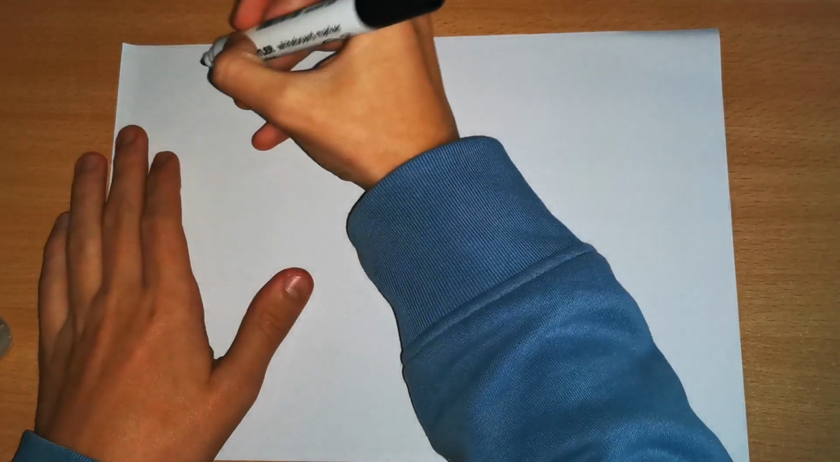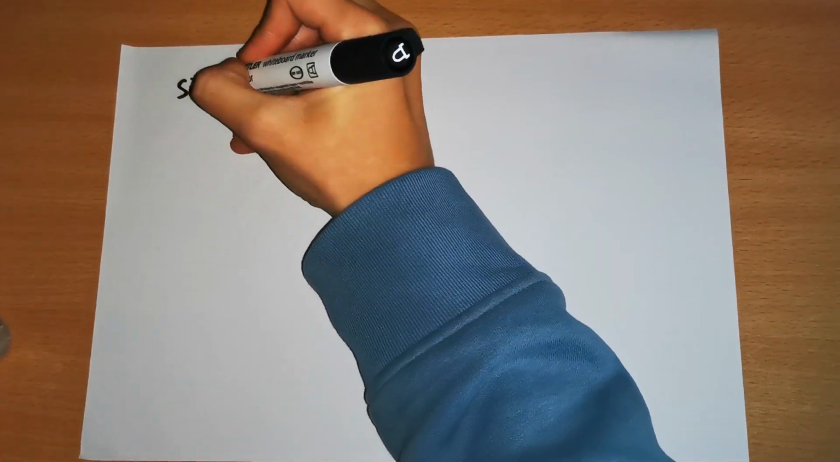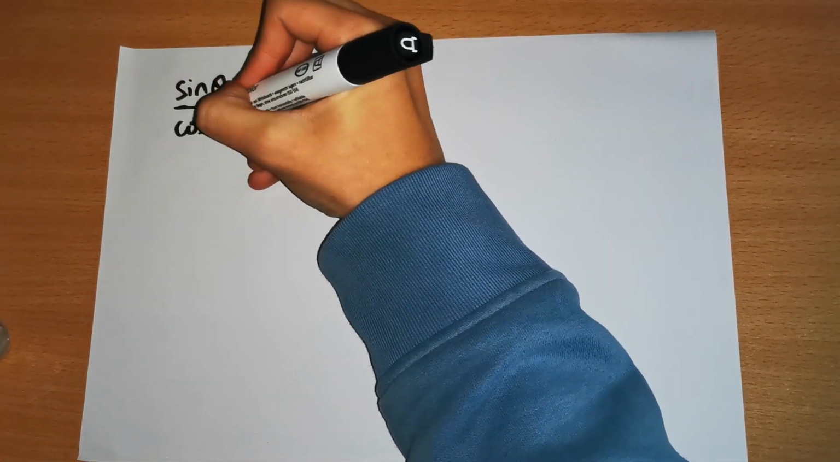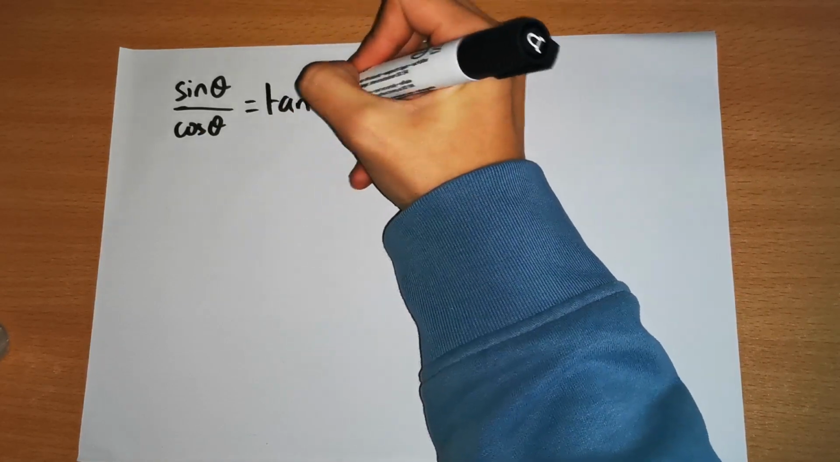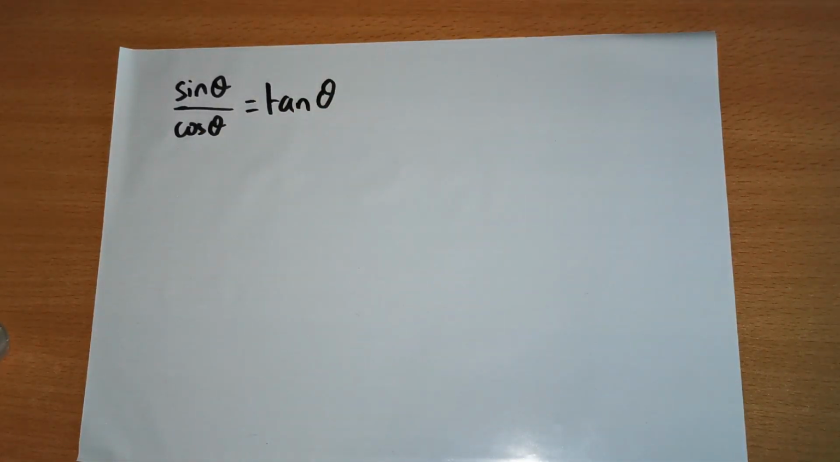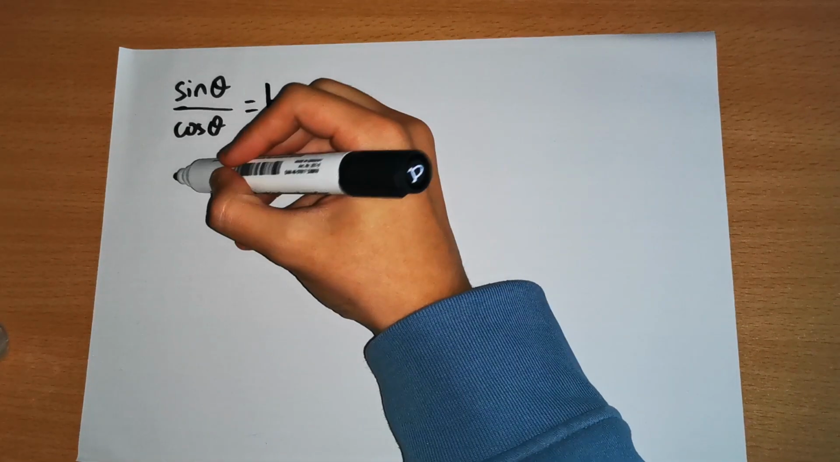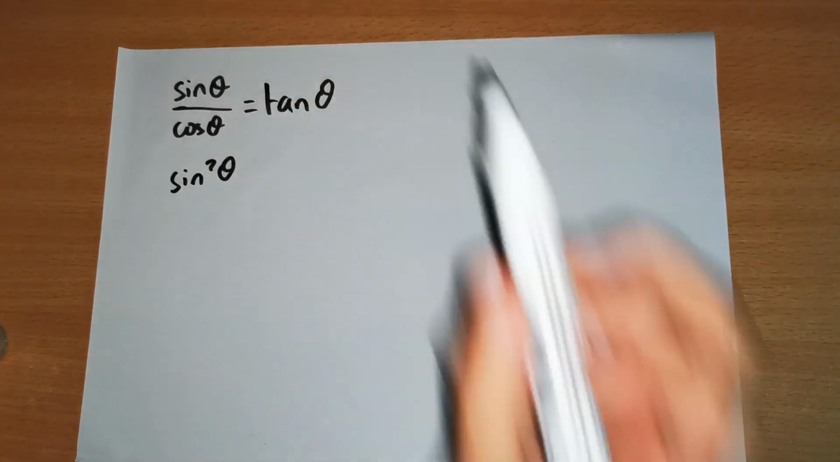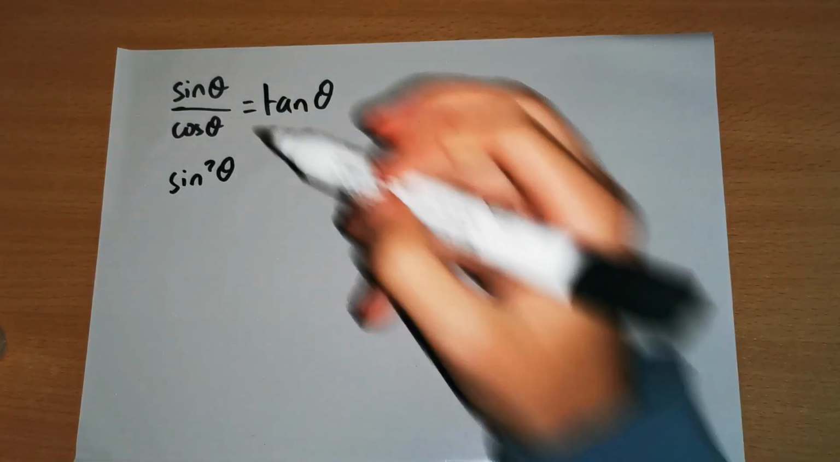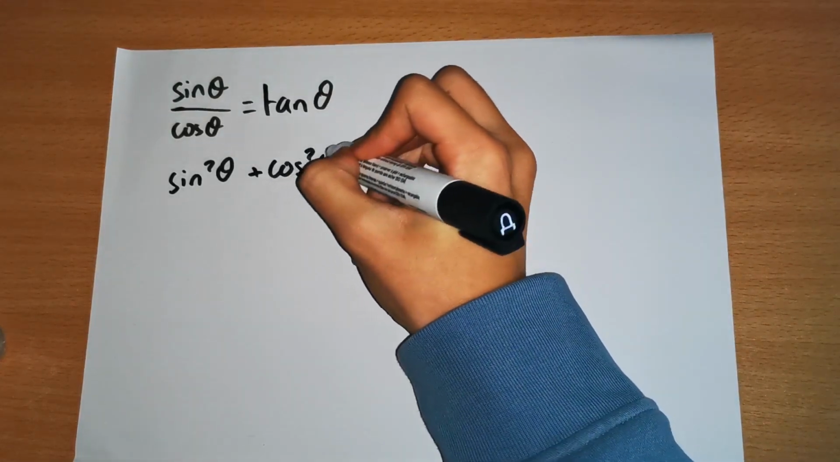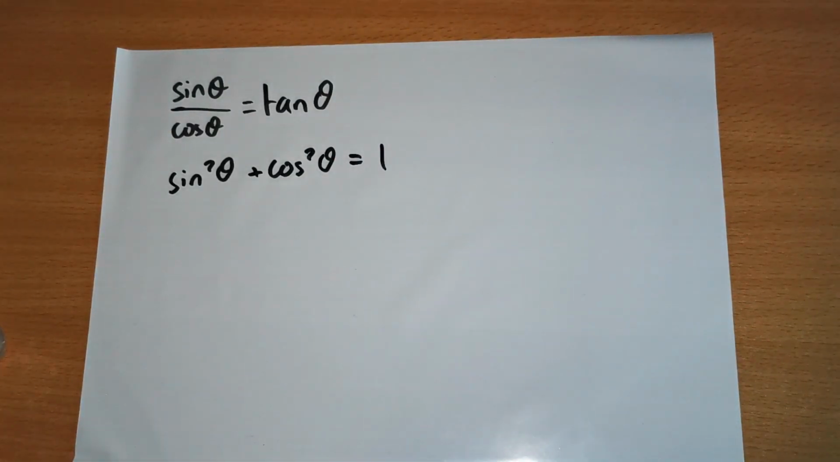Okay, A2 trigonometry. Now, this is assuming that you know the AS identities, which basically mean you should know that sine theta divided by cos theta is equal to tan theta. You just learn it. Honestly, just learn it. Sine over cos is tan. And I assume you'll know that sine squared theta plus cos squared theta is equal to 1. Now, I can give you the very quick proof of that if you want it.